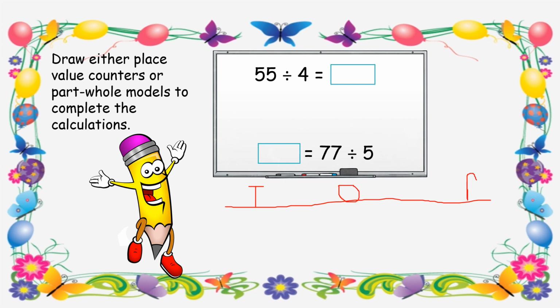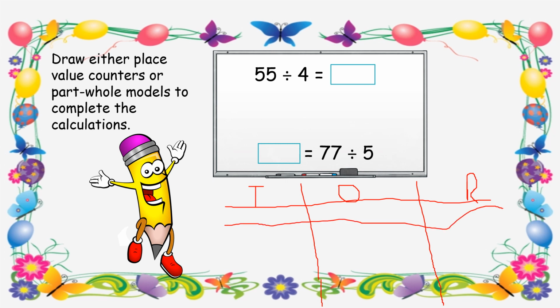Why am I starting with tens? Because I have just two numbers, and this represents ones and this represents tens. So I have tens, I have ones, and then I have my remainder. Now, what number are we dividing by? We are dividing by 4. So I need to have 4 rows.